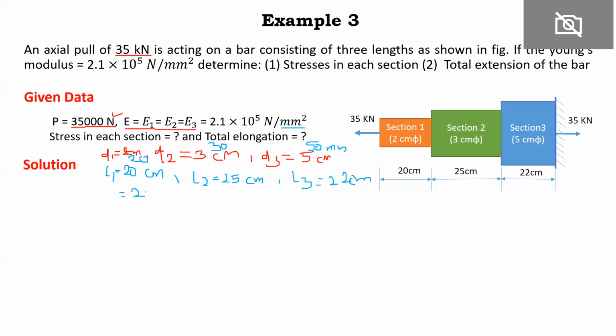Similarly, you convert the lengths also in terms of mm. So this is 200 mm length, this is 250 mm, and this is 220 mm. So always you put this data, because it helps you a lot in further calculations. Always you have to present in a single unit. So this is the primary task, and the rest of the thing becomes very easy.